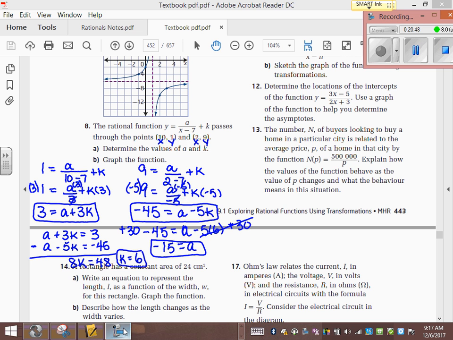And they want the equation. They don't want just a and k, right? So if they ask for an equation, you actually have to draw it out. So y equals negative 15 over x minus 7 plus 6.